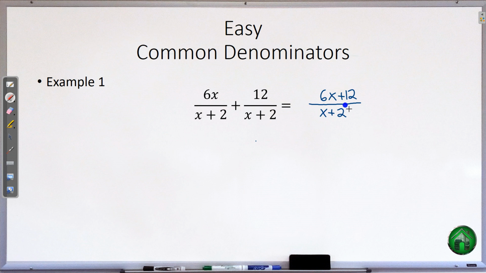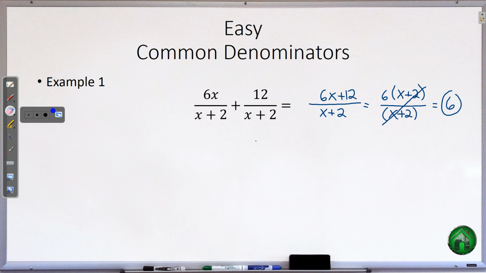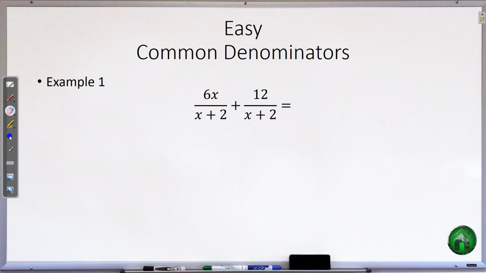And then we got to try to simplify this. Can we factor something and cancel something out? Looks like we can factor the top, so I'm going to pull out a 6. And then on the bottom we still have x plus 2, and yes, it looks like we can cancel out these factors here of x plus 2, and so we are just left with 6. So that's the easy type. Hopefully that wasn't too bad. When we have a common denominator, we can do our addition straight from the beginning.